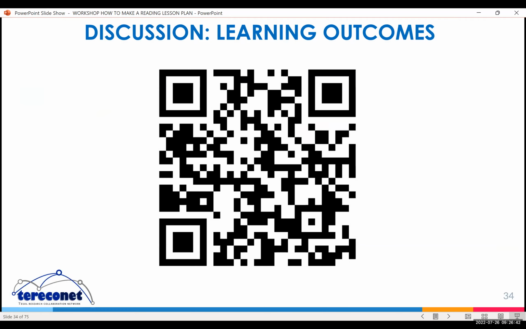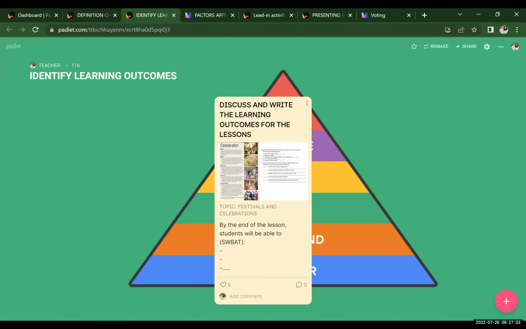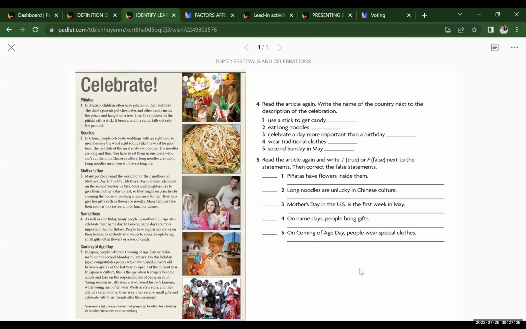Okay, you can scan the QR code here, or I will send you the link. Let me share the screen here for you. So in the link, I include a reading passage for you. It is about festivals and celebrations. You see? This reading task is to write the name of the country next to the description of the celebration. And this one is just true, false.